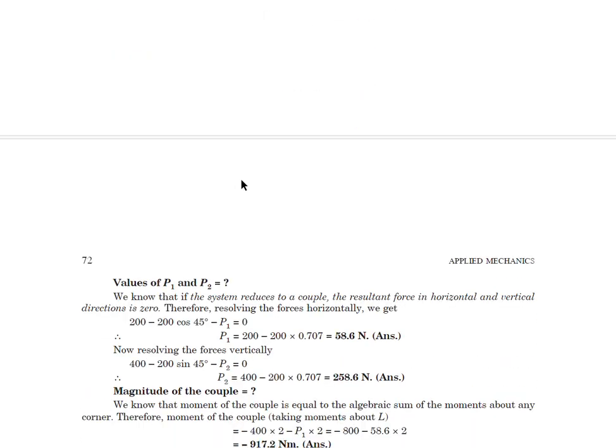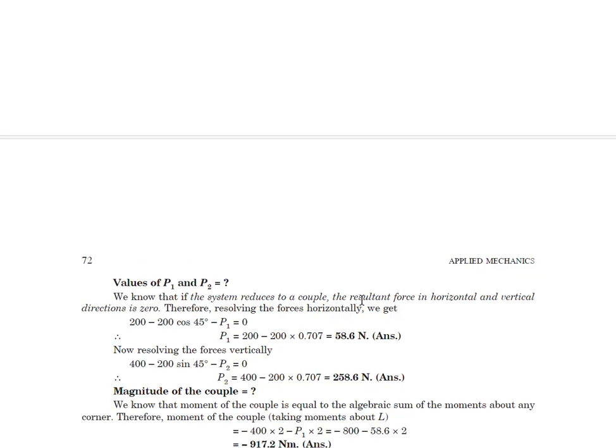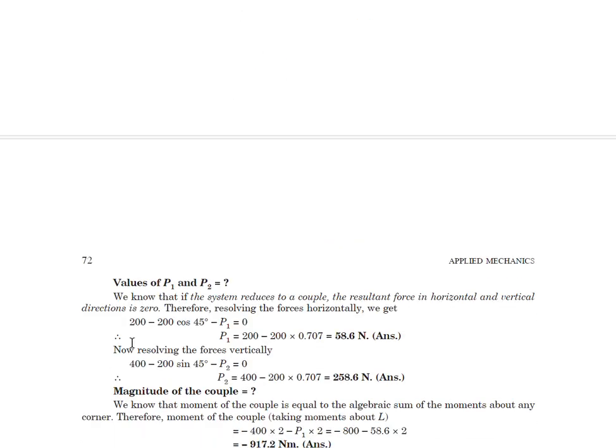Now, first we will have to find out the value of P1. We know that if the system reduces to a couple, the resultant force in the horizontal and vertical direction is 0. Therefore, resolving the forces horizontally, we get 200 minus 200 cos 45 degree minus P1. So P1 is in the negative direction. So 200 Newton is in this direction and the 200 Newton diagonal force is in the negative direction if we take the horizontal. Okay, so all these things are taken in this equation and P1 is found.